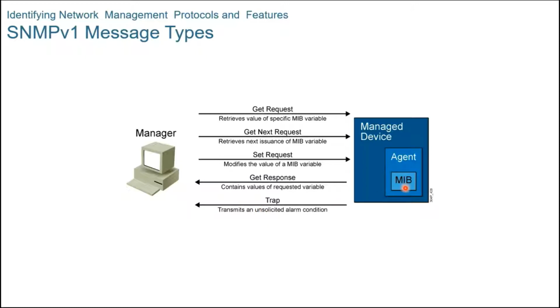A trap message is sent when specific conditions occur, such as a change in the state of a device, a device or component failure, and an agent initialization or restart.